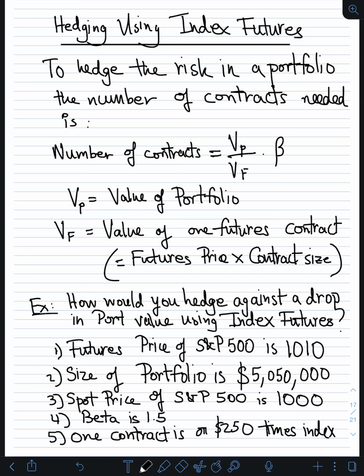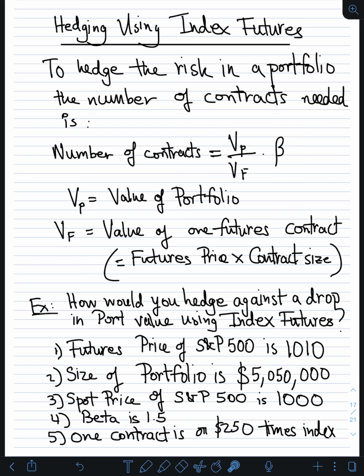This video presents an example of how to hedge using index futures. So if we're trying to calculate the number of contracts needed in order to hedge a portfolio, the formula we're going to use is the number of contracts equals VP divided by VF, and that whole term times the beta.